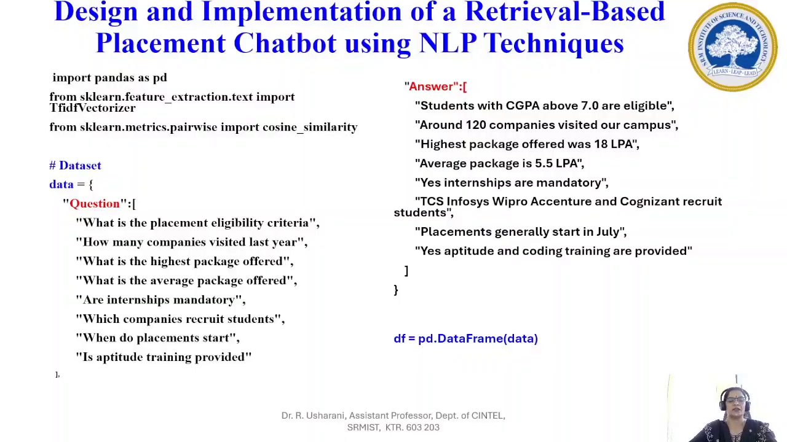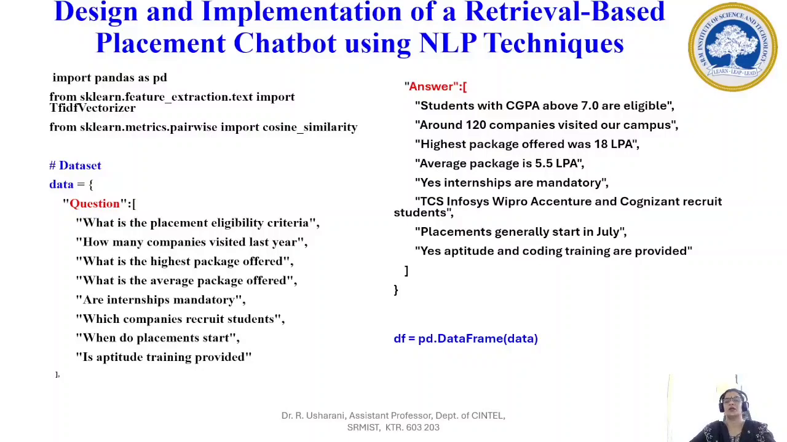First, I am creating the data with questions. A set of questions is available here. What is the placement eligibility criteria? How many companies visited last year? What's the highest package offered? What's the average package offered? Similarly, some other questions. The relevant answers are also shown in this data.